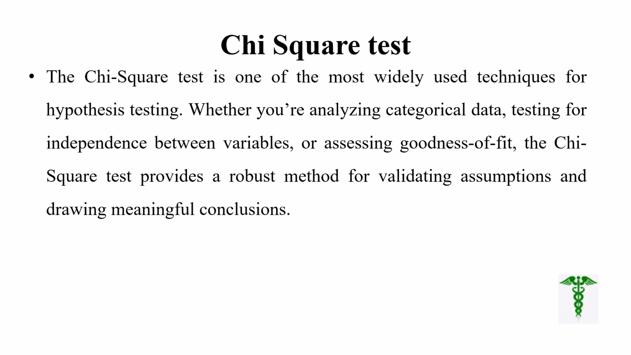In hypothesis testing, we are analyzing or categorizing the data based on the independence between variables, or assessing whether a technique is good. We can call the chi-square test a tool for validating the assumption and coming to meaningful conclusions.